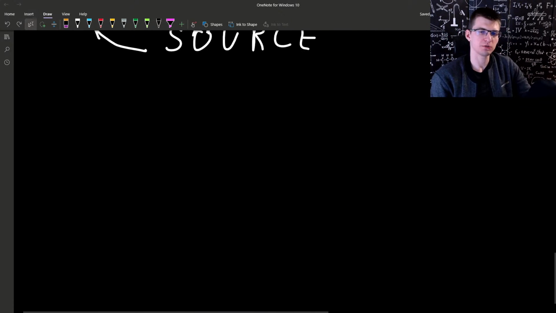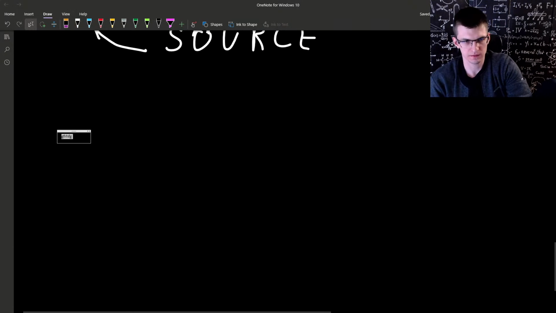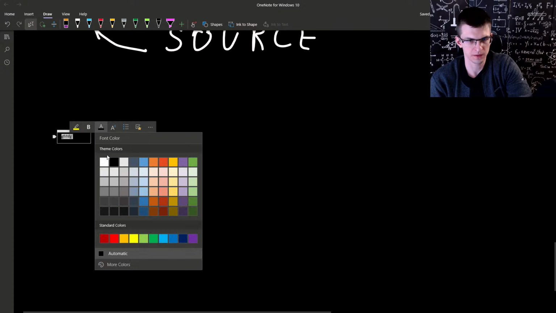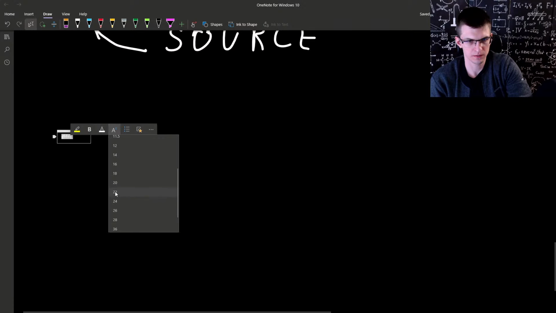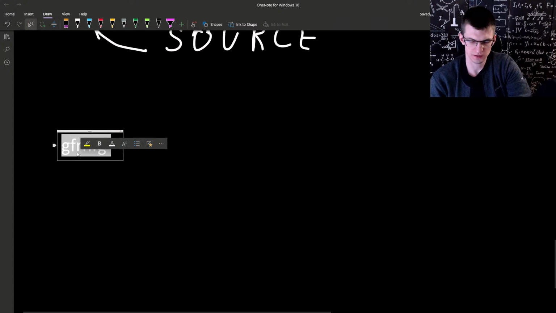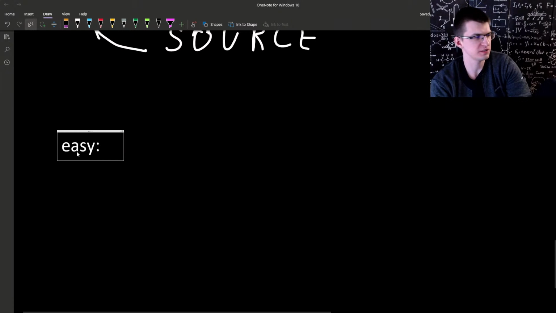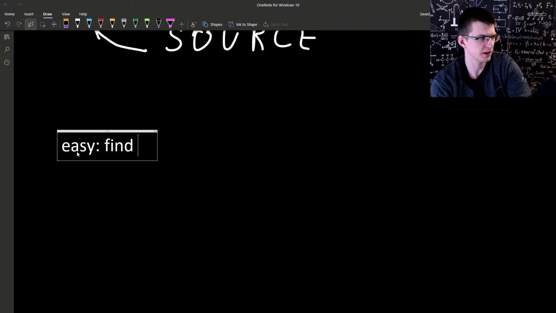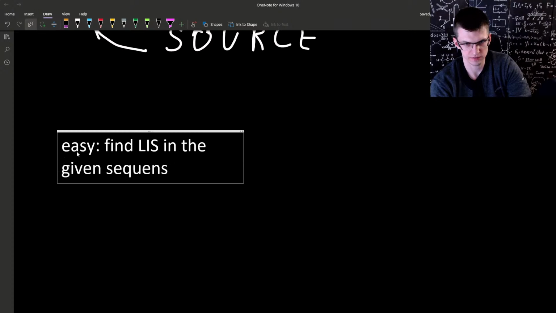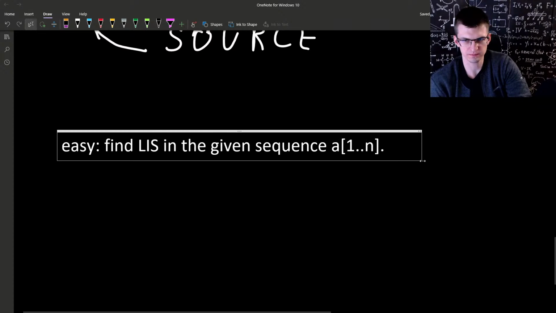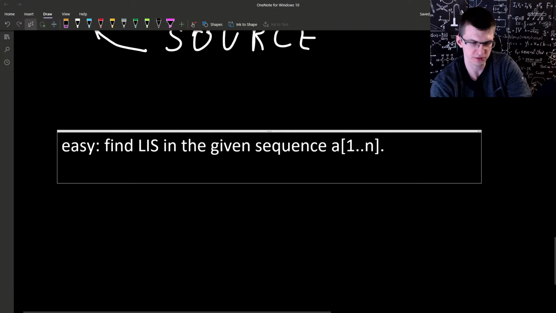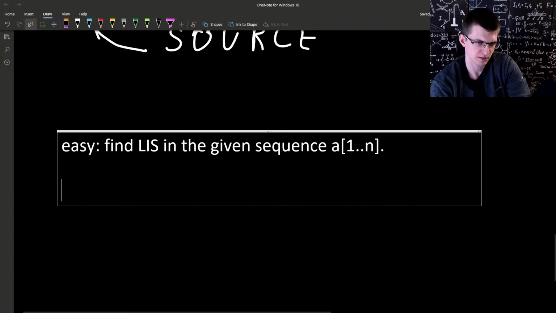Similarly, I wouldn't be able to solve this problem. Let me write it down. Let's say, okay, easy problem is this. Given a sequence, find longest increasing subsequence in the given sequence. This is easy problem, and every competitive programmer knows how to do it. N square brute force DP or n log n faster DP.